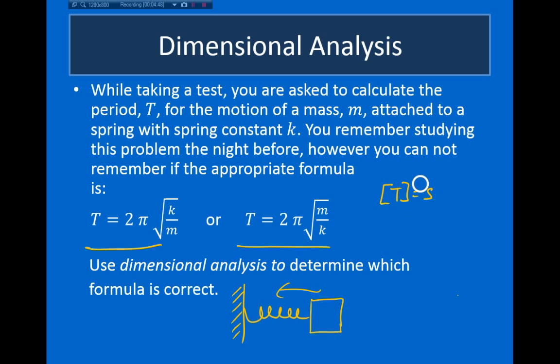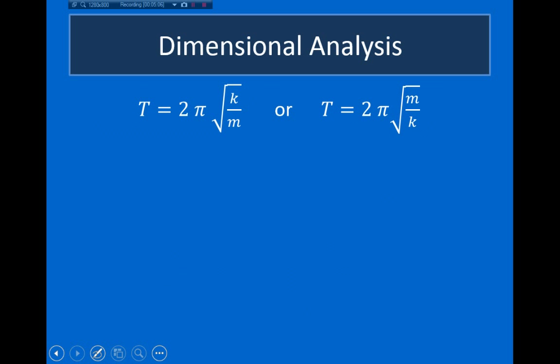So since we know that the units of T have to be seconds, all we have to do is look at the right side of these equations and figure out which equation has the units of time, because both sides of the equation have to have the same units. So here we have units of time, and on this side we have to have units of time. So let's just go ahead and calculate both of them.